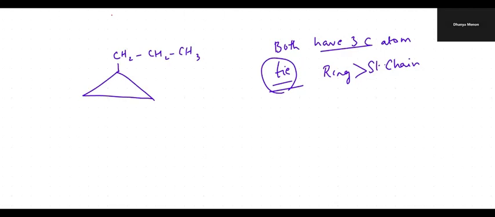1, 2, 3. So 1-propyl, cyclopropane. Only in case of a tie, not in all the cases, please. Okay, I hope I'm clear.